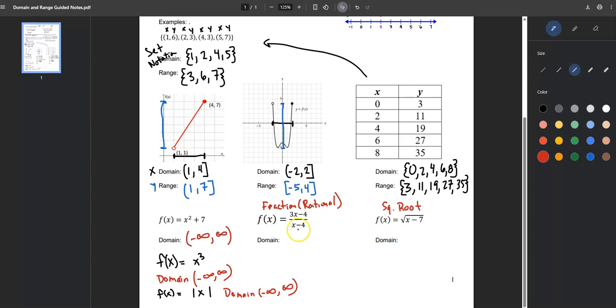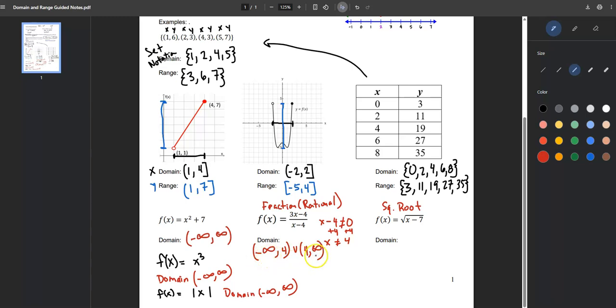All right, let's talk about the two that do have restrictions. So for fractions, I just can't divide by 0. So I can't put an x in here that'll make me equal to 0. So essentially, my domain restriction is whatever makes this equal to 0 because it can't. So if I add 4 over and add 4 over, that means x cannot equal 4. That's my domain. How I write that is it's literally everything but 4. So that would be from negative infinity to 4, again, everything but 4, and then 4 to infinity.